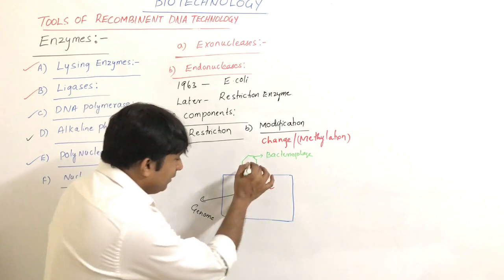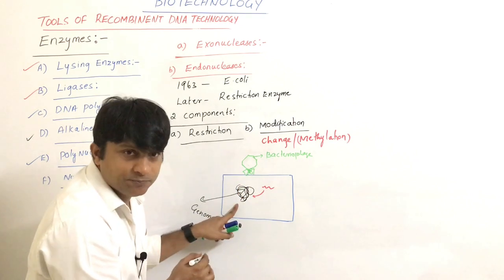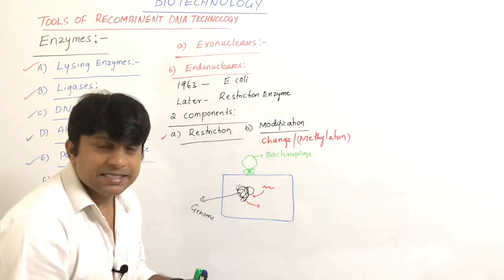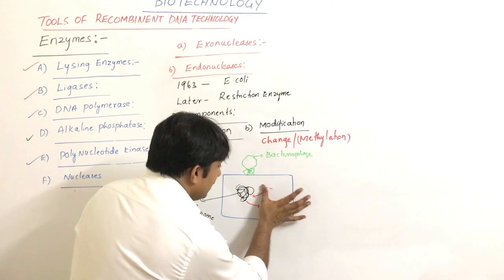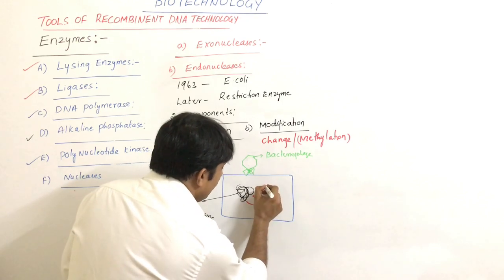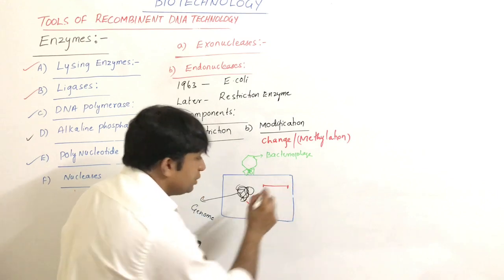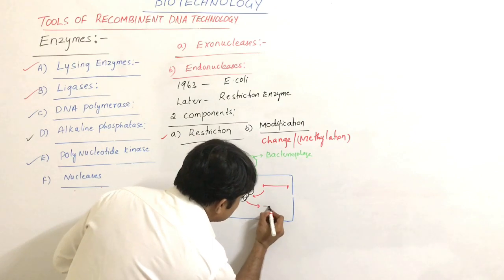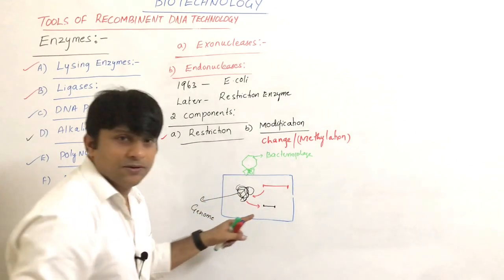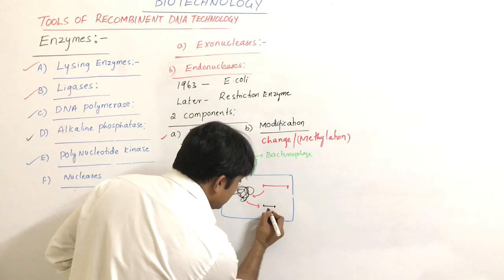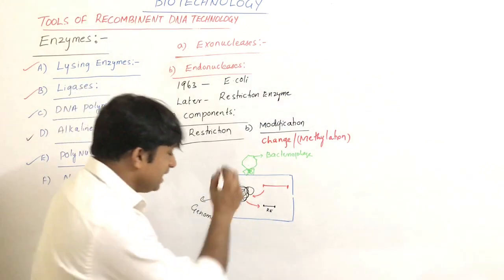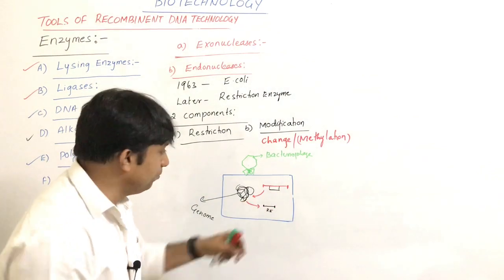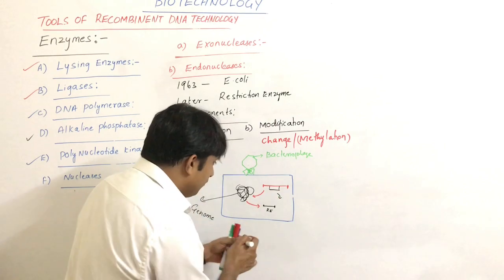But when this phage infects the bacteria, bacteria produces some specific enzymes. Say, imagine this is the phage genome. So bacteria produces some specific enzymes which are called restriction enzymes. These restriction enzymes attack the phage genome and cleave the phage.